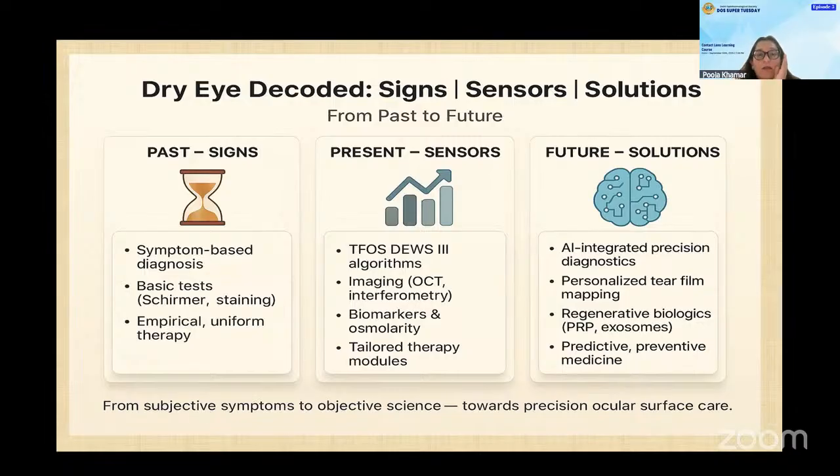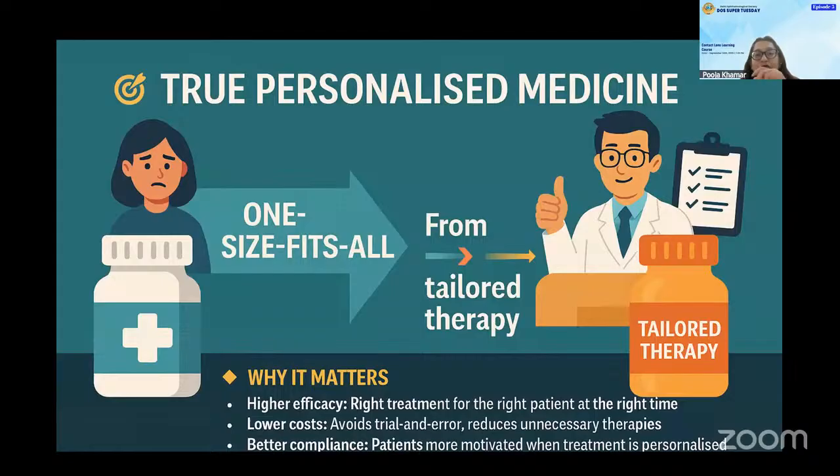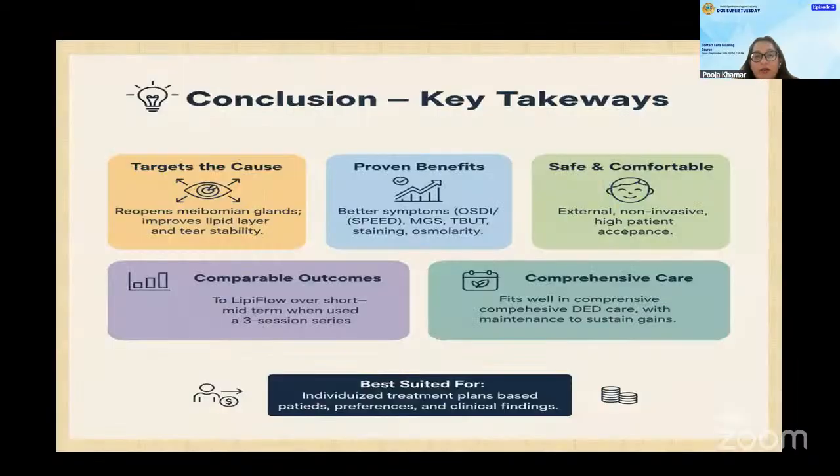So dry eye is not just a CMC based drop, but it is based on the science and on the symptoms. With the newer algorithms we have for diagnostics and management, even a simple test can tell you what kind of dry eye you're dealing with and what kind of medications or therapy you should be giving to the patient. The future is all about AI integrated precision diagnostics. So we are moving from subjective symptoms to objective signs towards precision ocular surface care, and a true personalized medicine where one size fits all is moving towards tailored therapy for better patient outcomes.